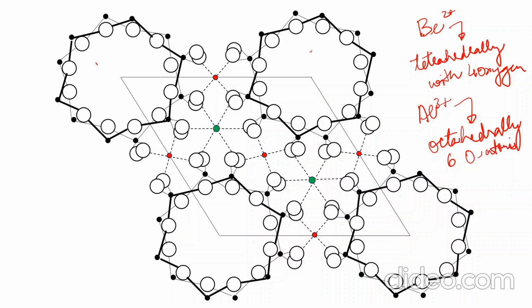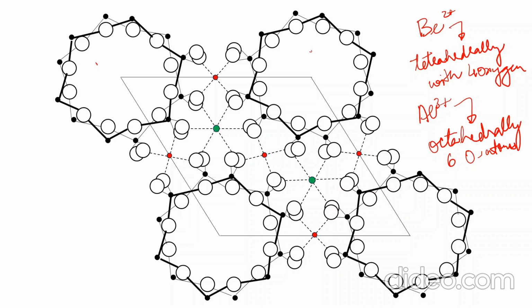Okay, this is the structure. So the ionic radius of Be2+ is smaller than that of the Al3+. So these octahedral coordination of Al3+ and tetrahedral coordination of Be2+ with 6 and 4 oxygens respectively, they lie between these rings of SiO4 tetrahedra.